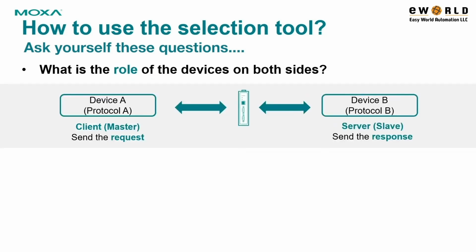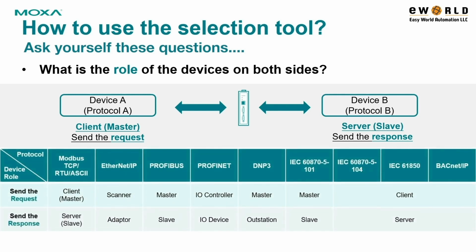Another question is, what is the role of the devices on both sides? What is the definition of roles? In Modbus protocol, the client is responsible for sending requests and the server is responsible for responding. Different protocols use different terminology, but the underlying principle remains the same. This table provides a reference.